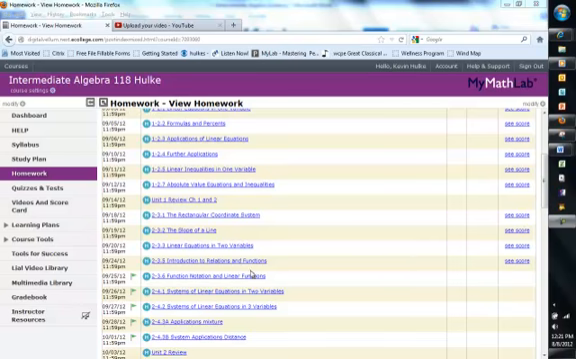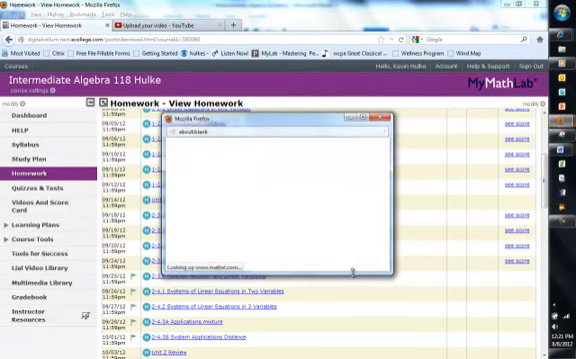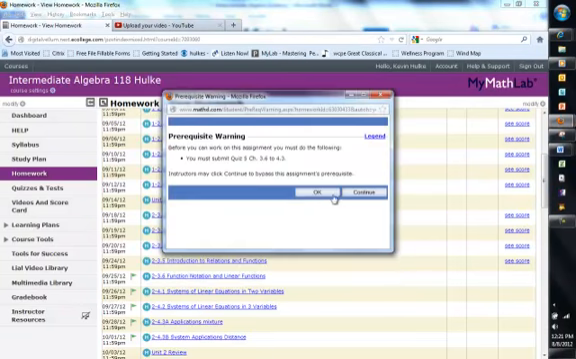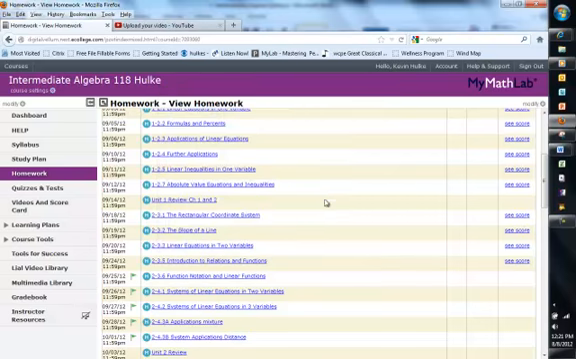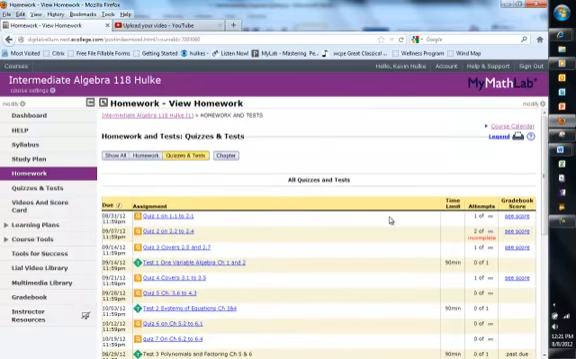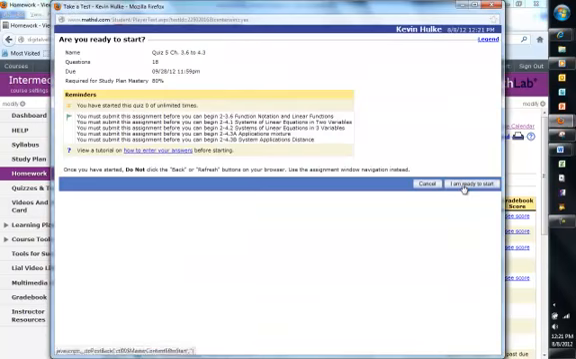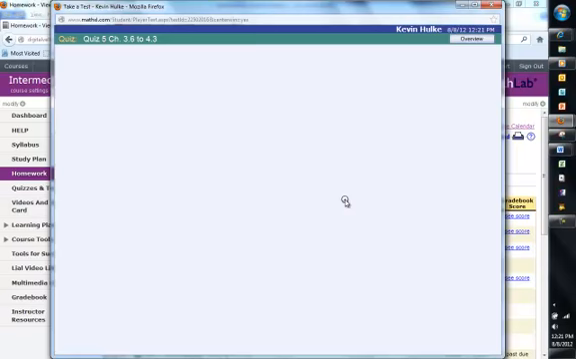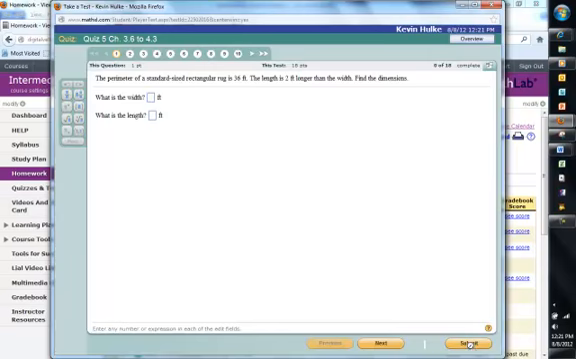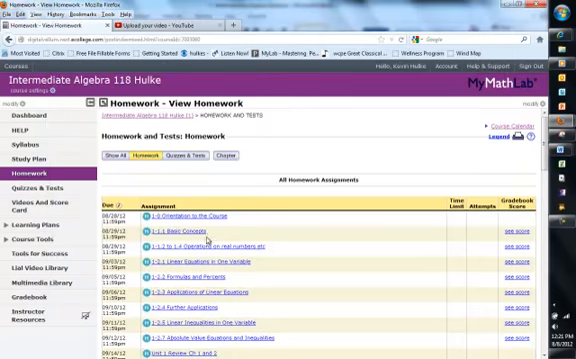All right, we're working on the function notation for these functions. Oops, I got to take a quiz first. Let's make sure we do that. Okay. All right, submit. Now we can take it.